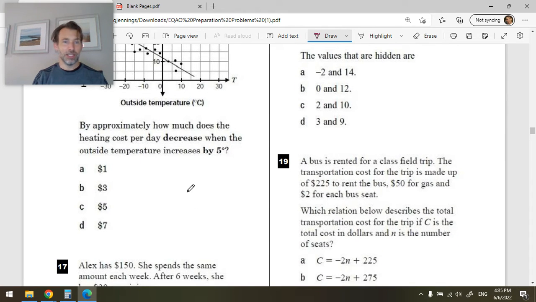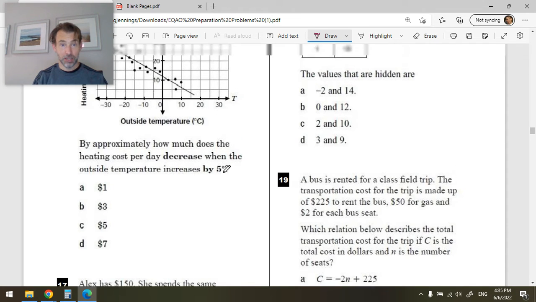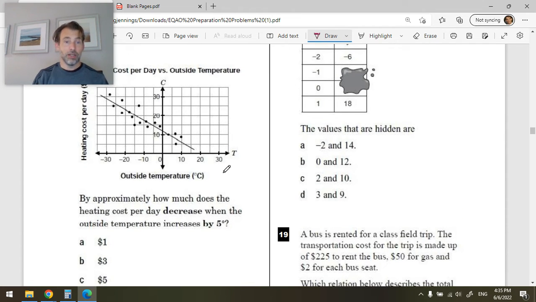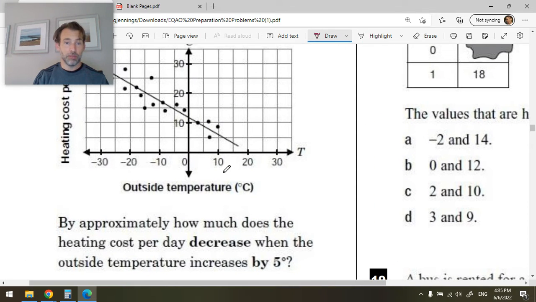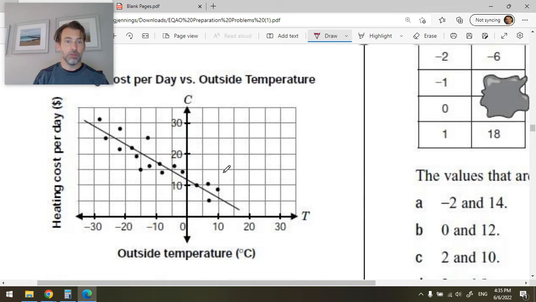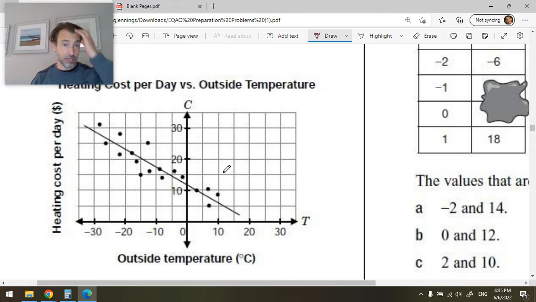And so how much does the heating cost per day decrease when the outside temperature increases by 5 degrees? By approximately how much? Okay, the approximation is given by the line of best fit. So we don't actually need to work with any of his points. His points give us data. From the data, we find the trend. The trend is represented by the line.